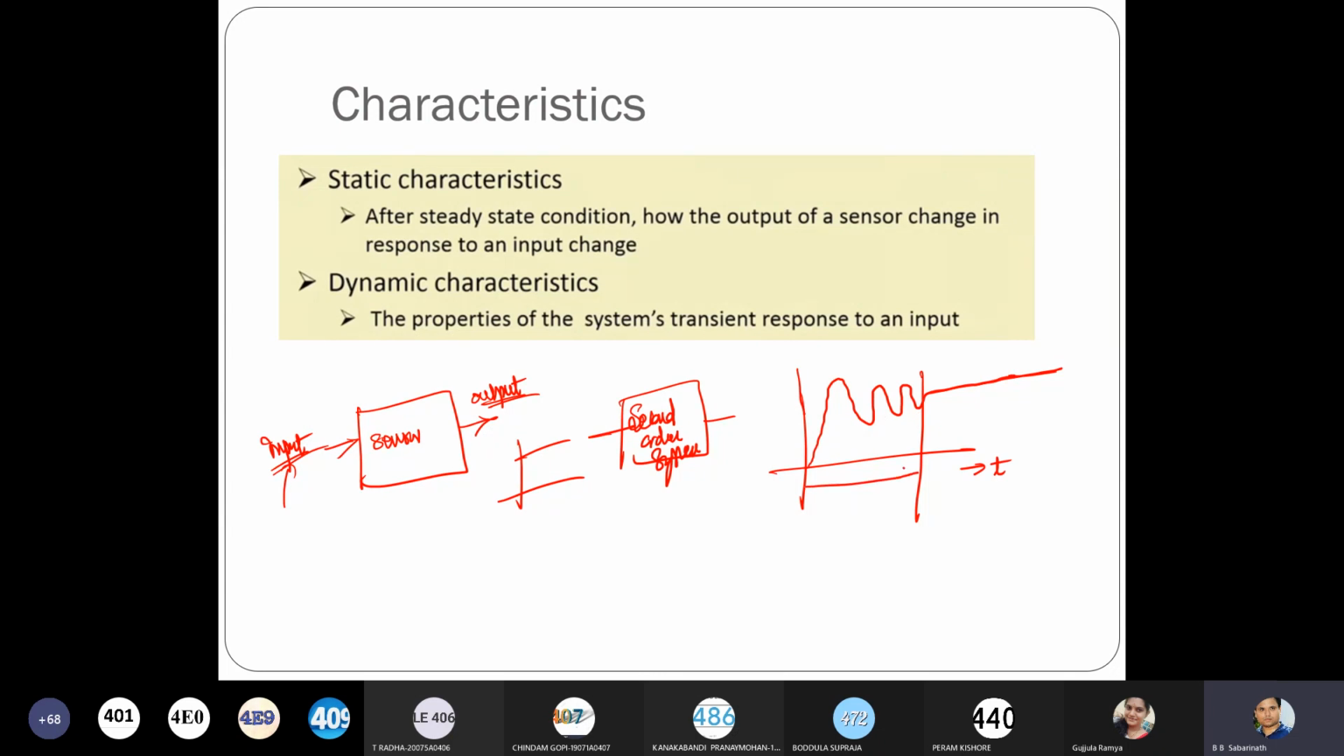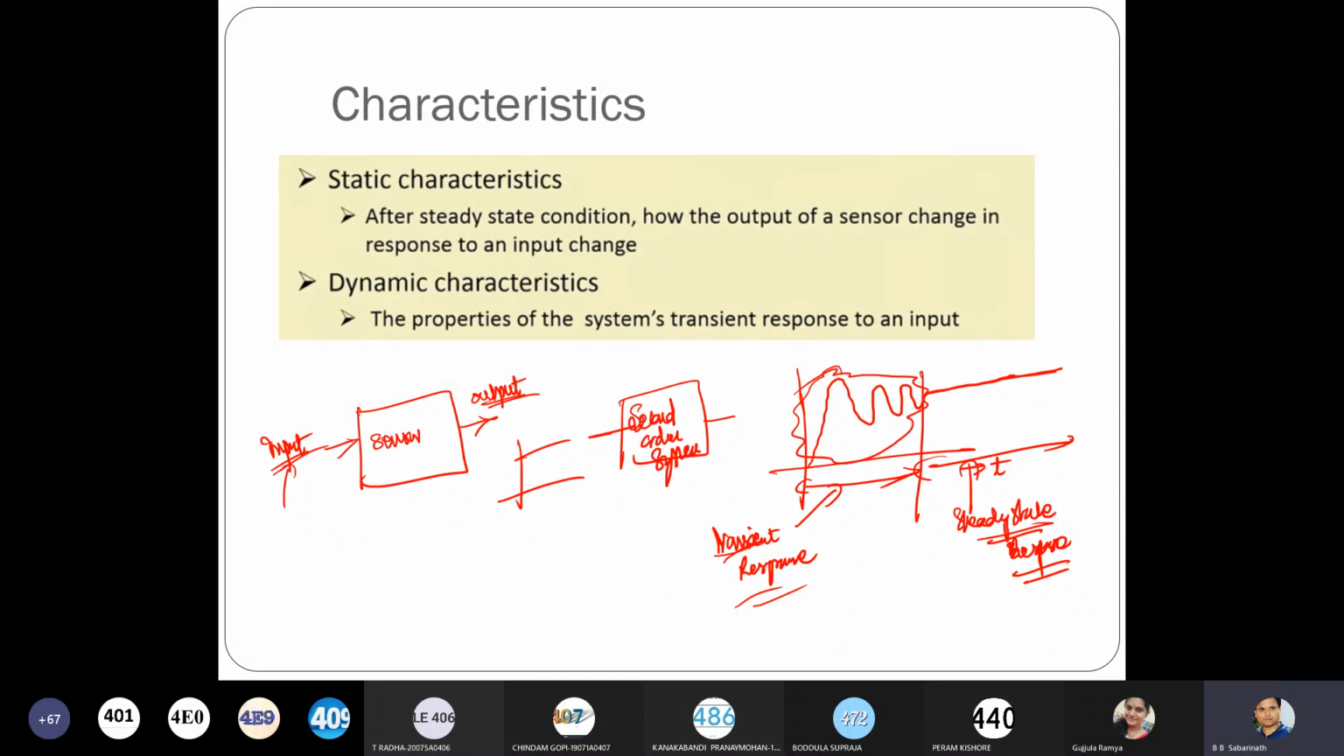This initial output which you get is called the transient response. This final steady state output is called the steady state response. You might have studied this in signals and systems or control systems. Whatever it may be, the point here is: if you investigate why you are getting such a delay, you need to investigate that and estimate it.